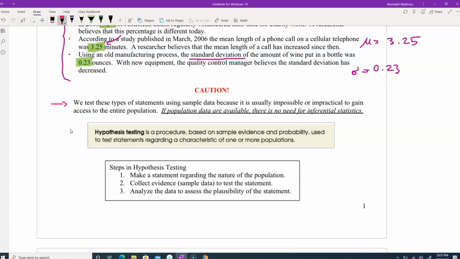We're going to test these types of statements using sample data, because it is usually impossible to have access to the entire population. If population data are available, there's no need for inferential statistics. So hypothesis testing is a procedure based on sample evidence and probability used to test statements regarding characteristics of one or more populations.